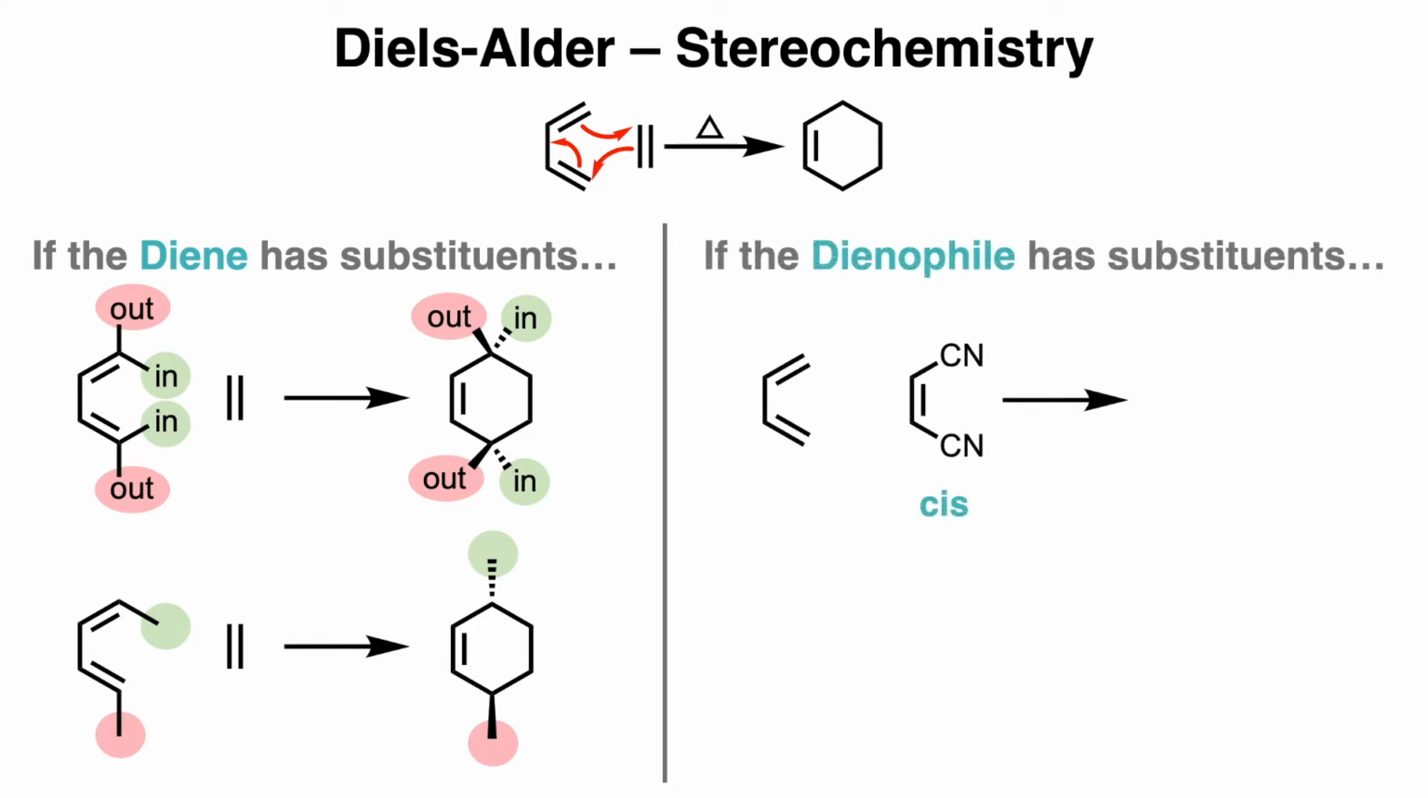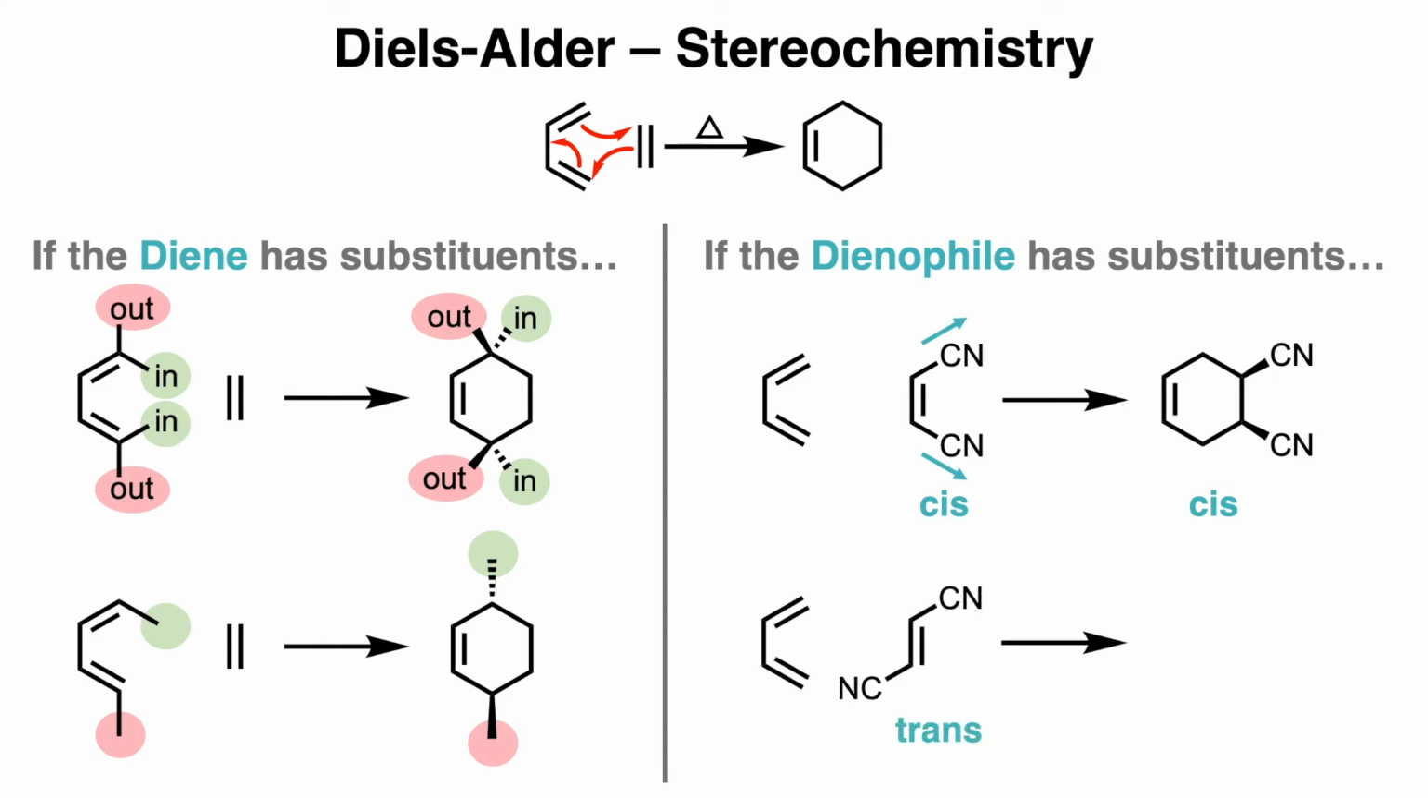Now, if the dienophile is substituted, then there are different rules. The relationship of the substituents bound to a dienophile is preserved in the Diels-Alder product. This means that if the dienophile is cis, where both substituents are pointing in the same direction, then we get a cis product where both substituents are on the same face. If the dienophile is trans, where both substituents are pointing in opposite directions, then we get a trans product where the substituents are anti to one another.